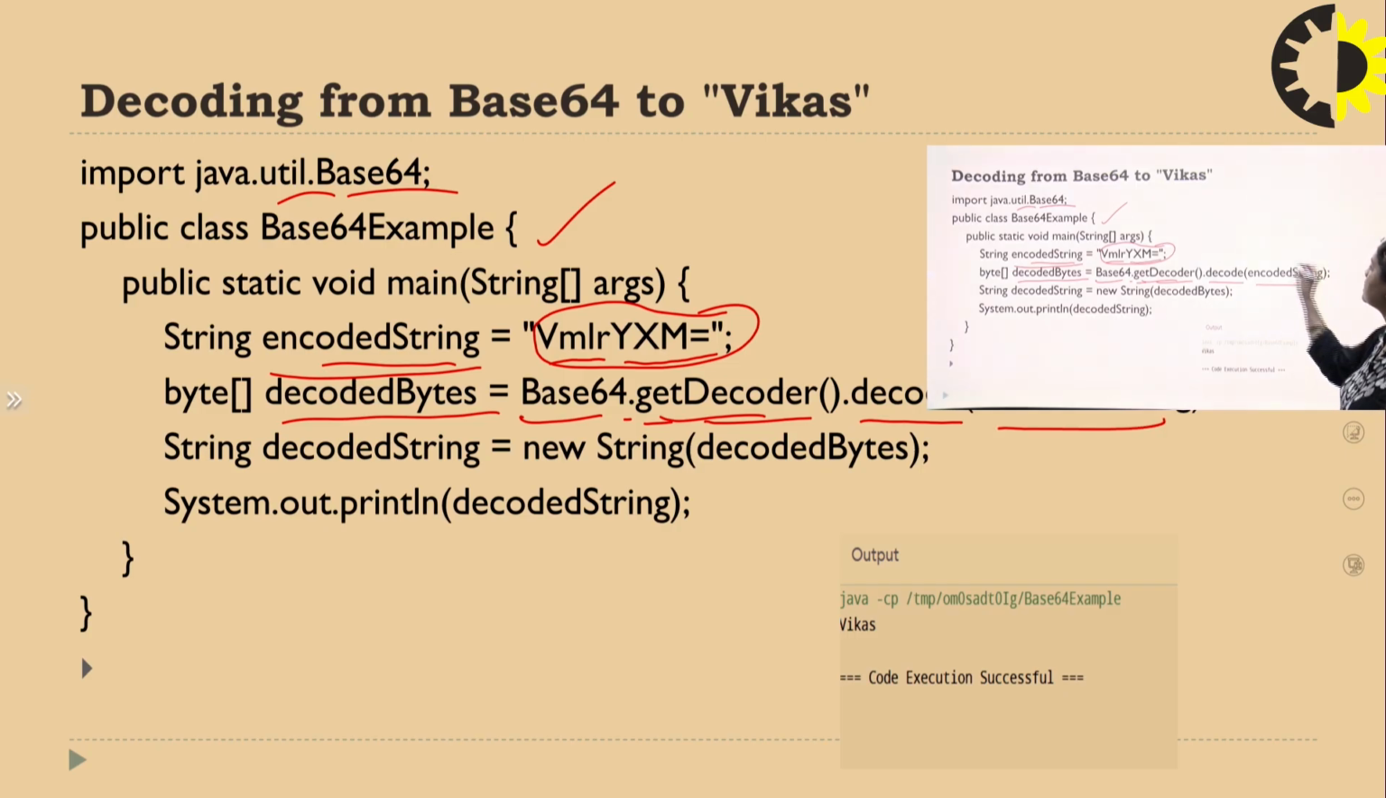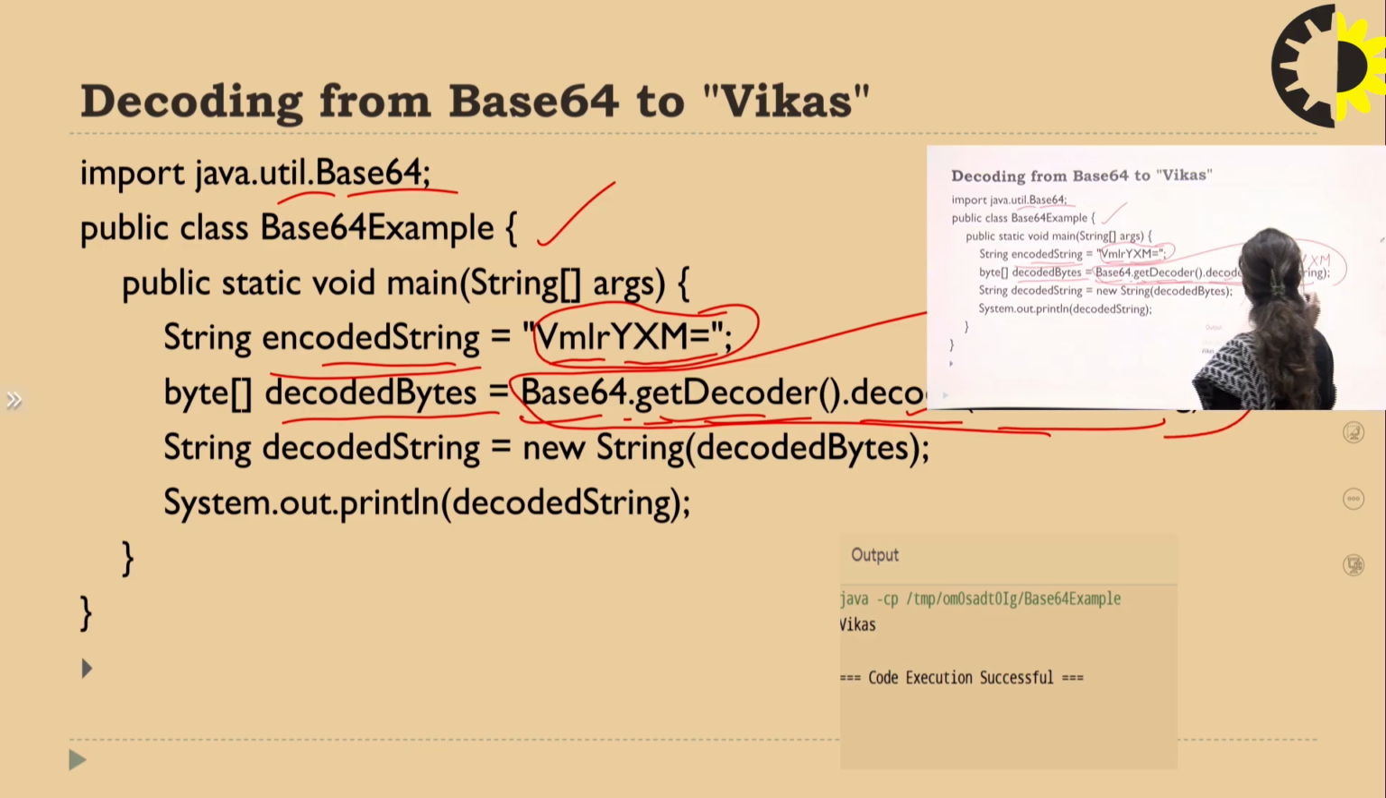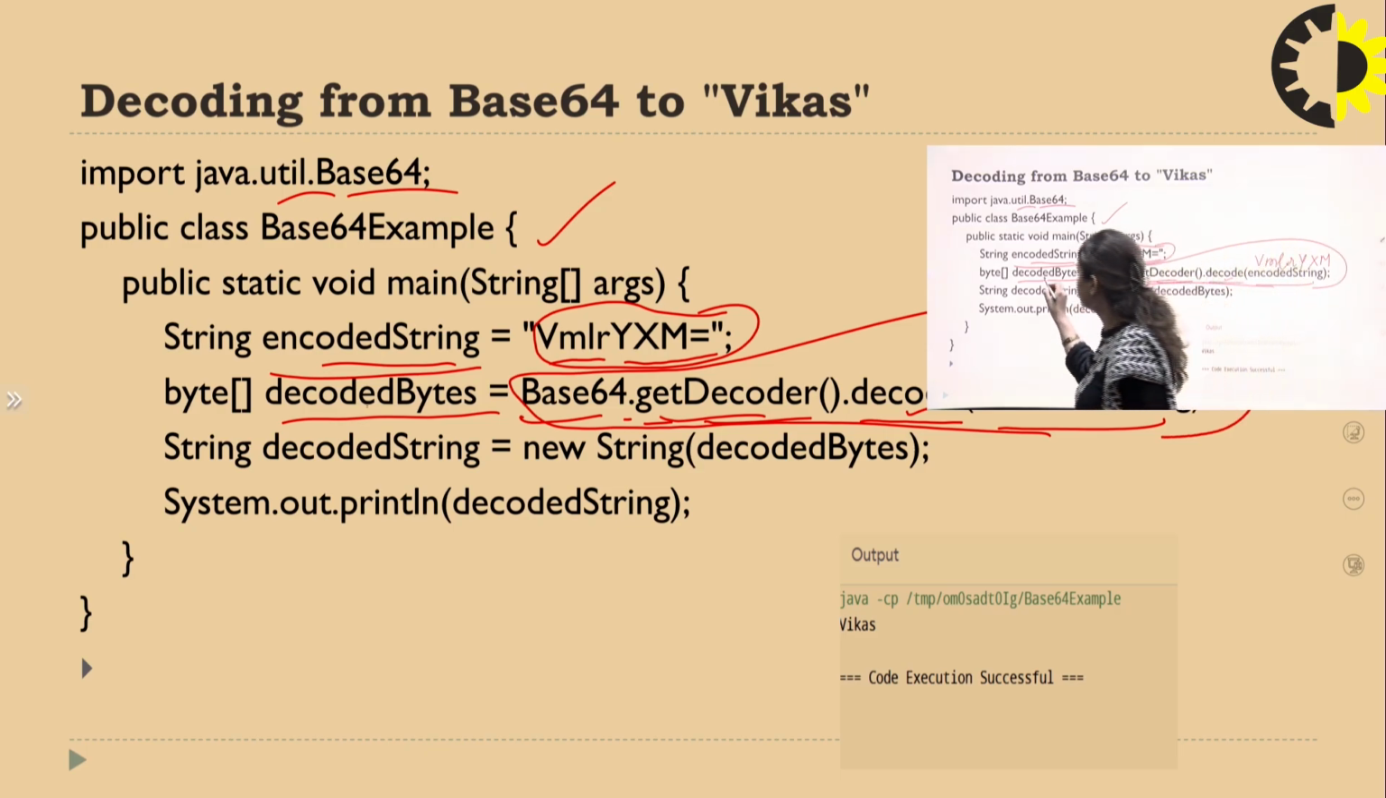So the encoded string variable is holding this VMLRYXM. Okay, and this will be decoded by using this decode function into what? Vikas. So this method will return the word Vikas to the decoded byte variable.